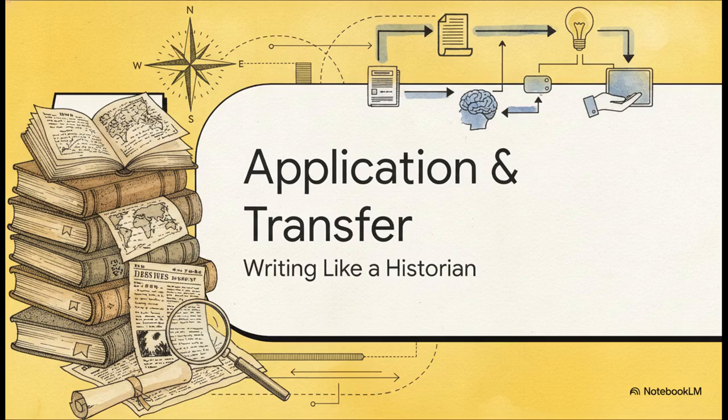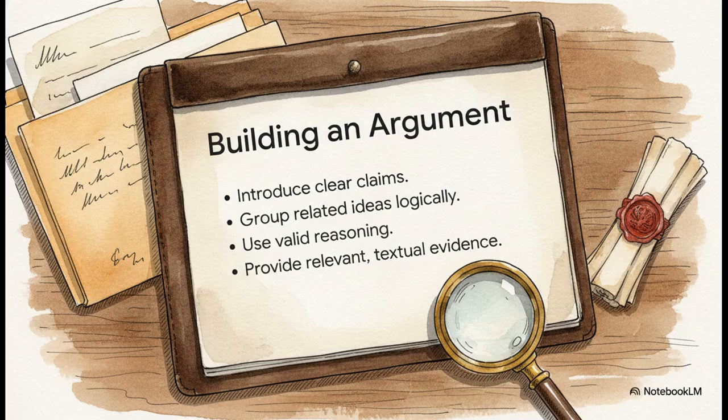All right, Section 5, Application and Transfer. So what do you actually do with all this evidence once you've analyzed it? Well, you step directly into the shoes of the historian and build your very own argument. Your task is to build a completely airtight case based on facts, and you'll do that by checking off a few specific steps. You'll introduce clear claims about a historical event. You'll group related ideas logically so your audience can actually follow your train of thought, and you'll use valid reasoning, backing it all up with highly relevant textual evidence gathered straight from your primary sources. That's exactly how you transfer all your detective work into a truly compelling historical narrative.